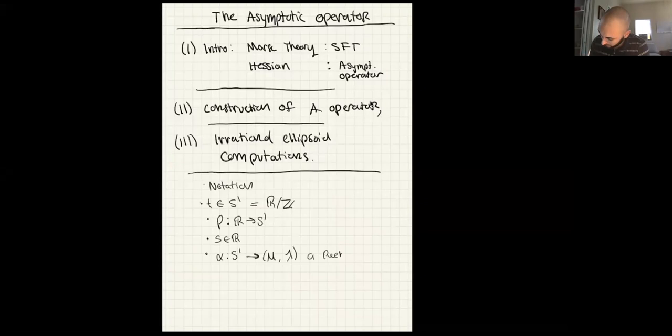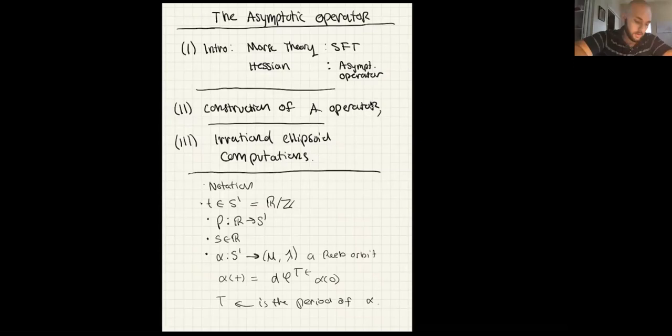But if you notice by the conventions that I've chosen, that means d phi^t of alpha(0), I think, where t is the period, equals alpha(0). Okay, so I think it's good to get that started. There are times when it will actually be important whether I use a real coordinate versus an S^1 coordinate. Okay, so then we can get started.